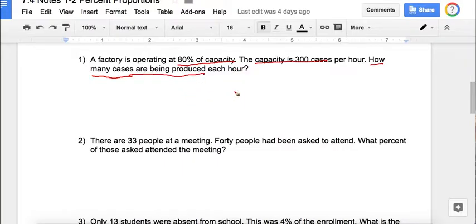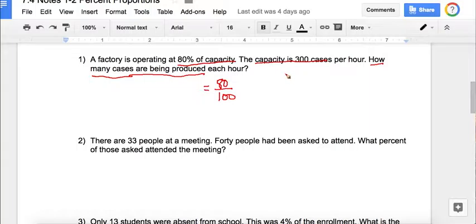Okay, so we have a percent here. So we're going to put 80 over 100. And now I have to decide what I'm going to do with the 300 cases. I know some of you were thinking maybe the per hour fits into this, but no, they're just telling you how many cases you make an hour. You want to know how many cases can be produced, and they're saying that it's 80% of capacity. And they're saying the capacity is 300 cases.